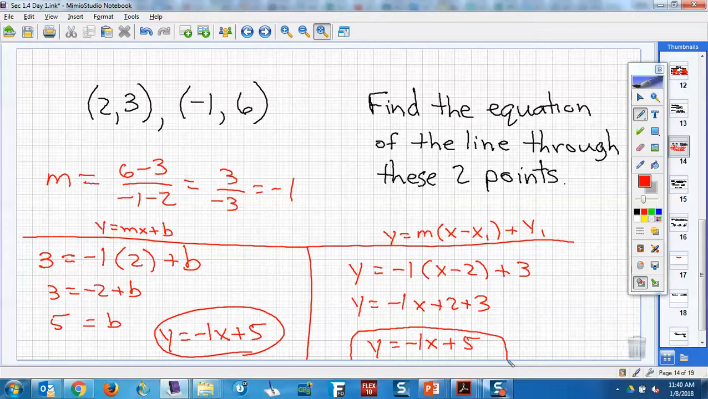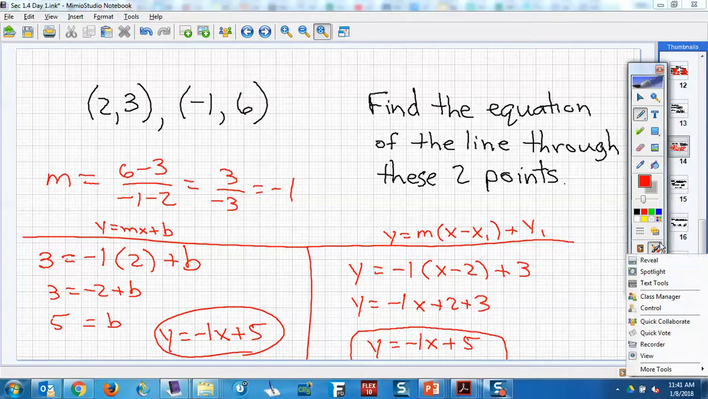Caleb, what do you got? Y equals negative x plus 5. Okay. How'd you start, Caleb? What'd you do first? Well, I figured out what the slope was. I did like the y minus y over x minus x.